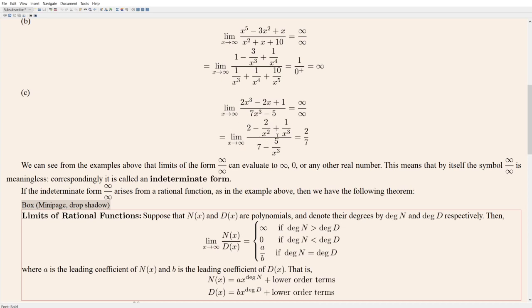And we end up with this. So this goes to 0, this goes to 0, this goes to 0, and we end up with 2/7. So the ratio of the leading coefficients.